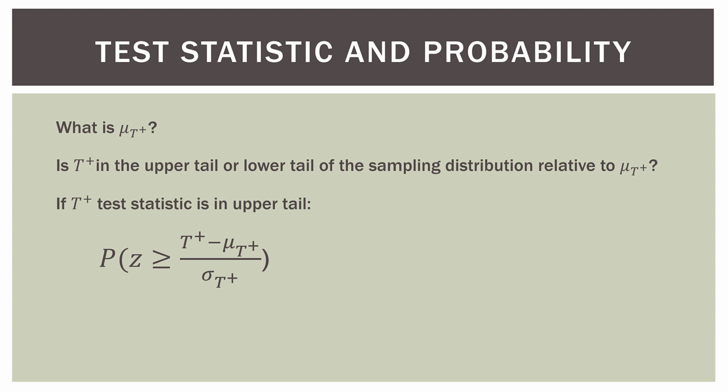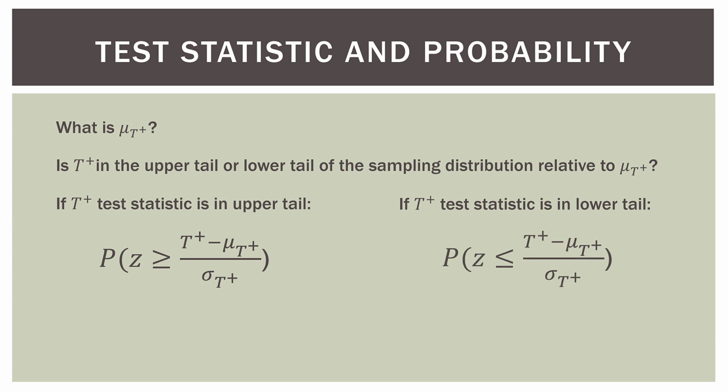This is the same basic formula structure for every z-score we have ever calculated in statistics. We have our value of T+ minus the mean divided by the standard deviation. That is the textbook definition of a z-score. If T+ is in the lower tail, we just change the sign. So in that case, it's z less than or equal to T+ minus mu sub T+ all divided by sigma sub T+.